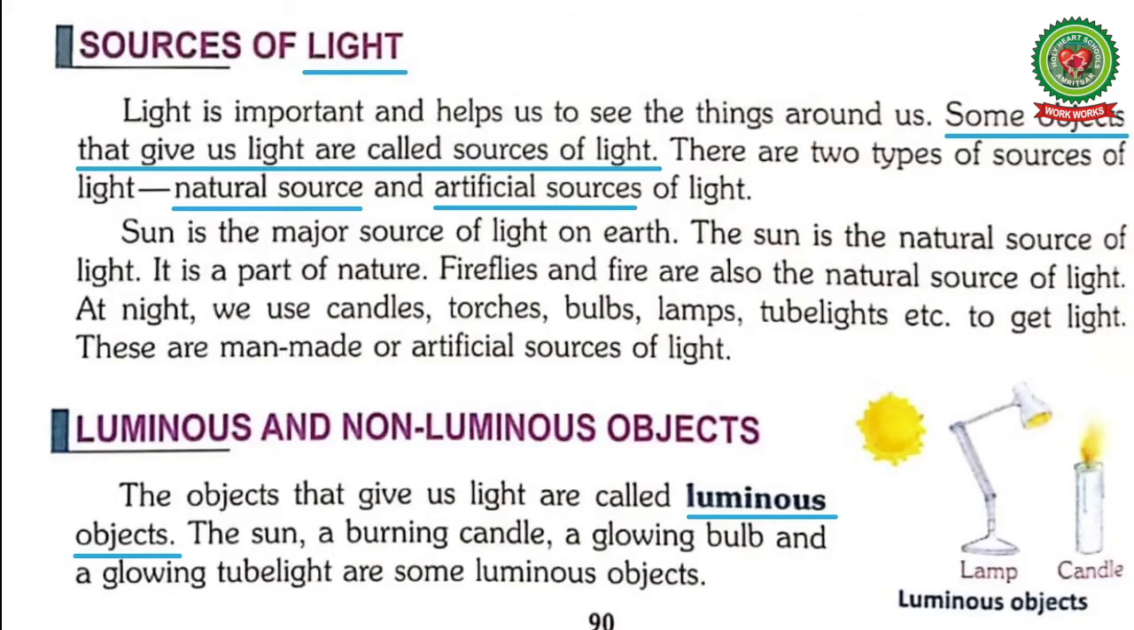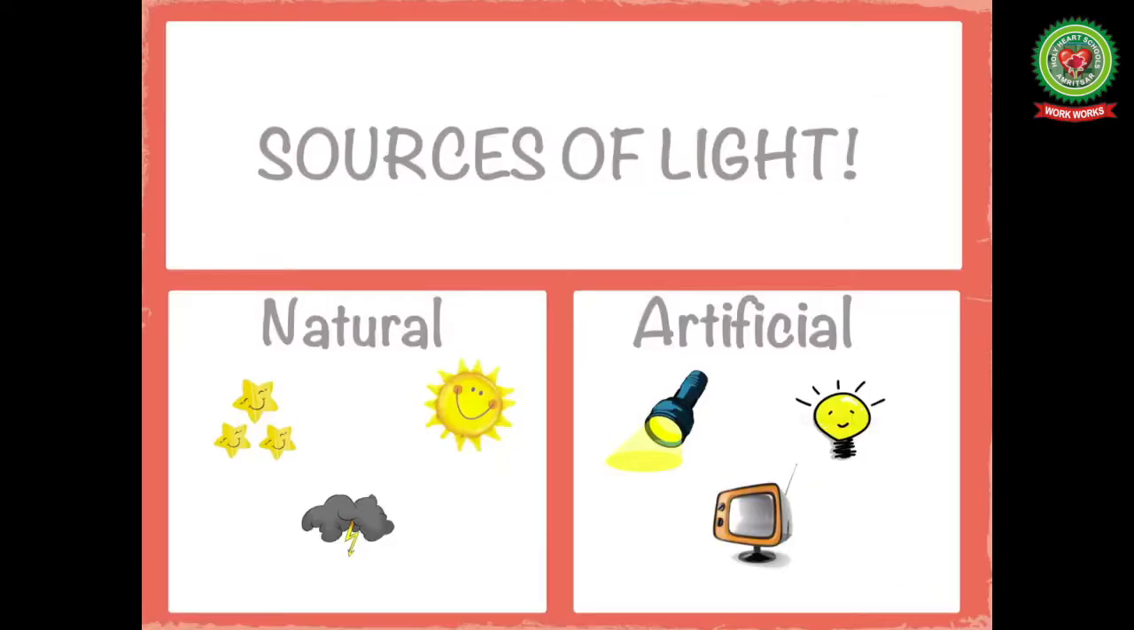Some objects that give us light are called sources of light. Mark the definition of sources of light in your book. So students, there are two sources of light. These two sources of light are natural sources and artificial sources.